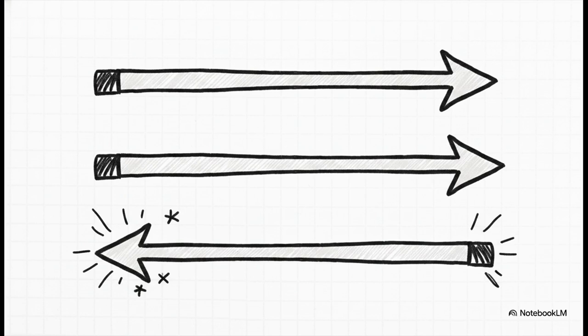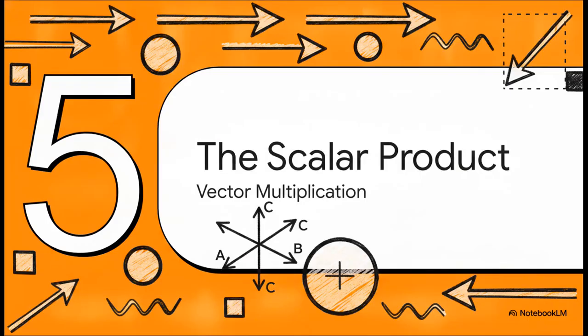We can also combine vectors with regular numbers, which is a process we call scalar multiplication. If you multiply a vector by a normal scalar number, let's call it alpha, you're basically just scaling the length of that vector up or down. If alpha is a positive number, the arrow gets longer or shorter but keeps pointing the exact same way. But if that scalar number happens to be negative, the arrow violently flips around and points in the completely opposite direction. Which finally brings us to section 5, the scalar product.